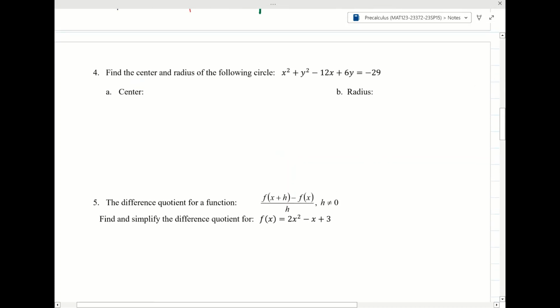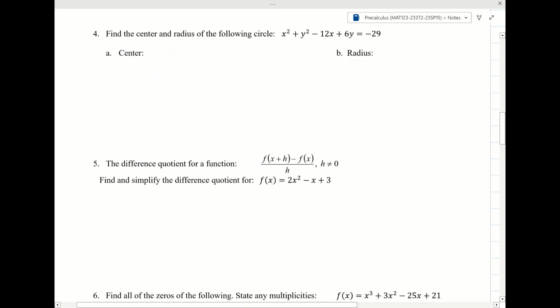We talked about circles in section 2.2, and a problem like this is pretty typical of what we talked about. If you remember, we had to complete the square two separate times. So let's go ahead and figure this out. The first step to complete the square was we isolate the x's. We isolate the y's. And then all the other stuff we just get out of the way. So we're grouping the x's and we're grouping the y's.